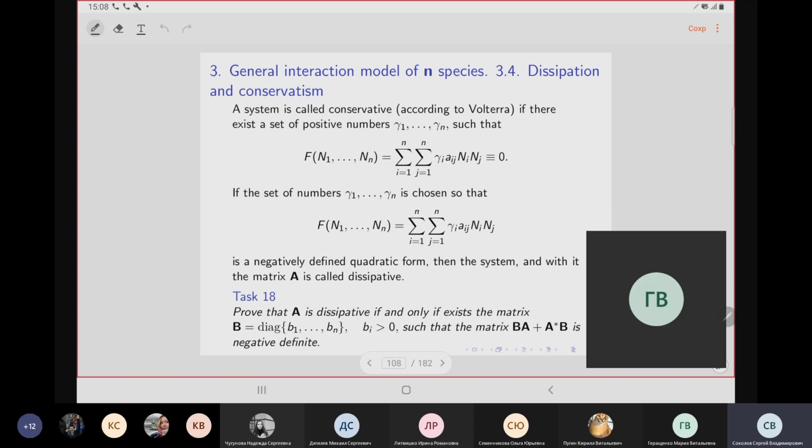So, we call a system conservative if there exists a set of positive numbers gamma such that the form becomes equal to 0. And if we can choose gamma 1, ..., gamma n so that the form becomes always negative, and equal to 0 at 0, then we call the matrix dissipative. Conservative for 0 and dissipative for negative form.